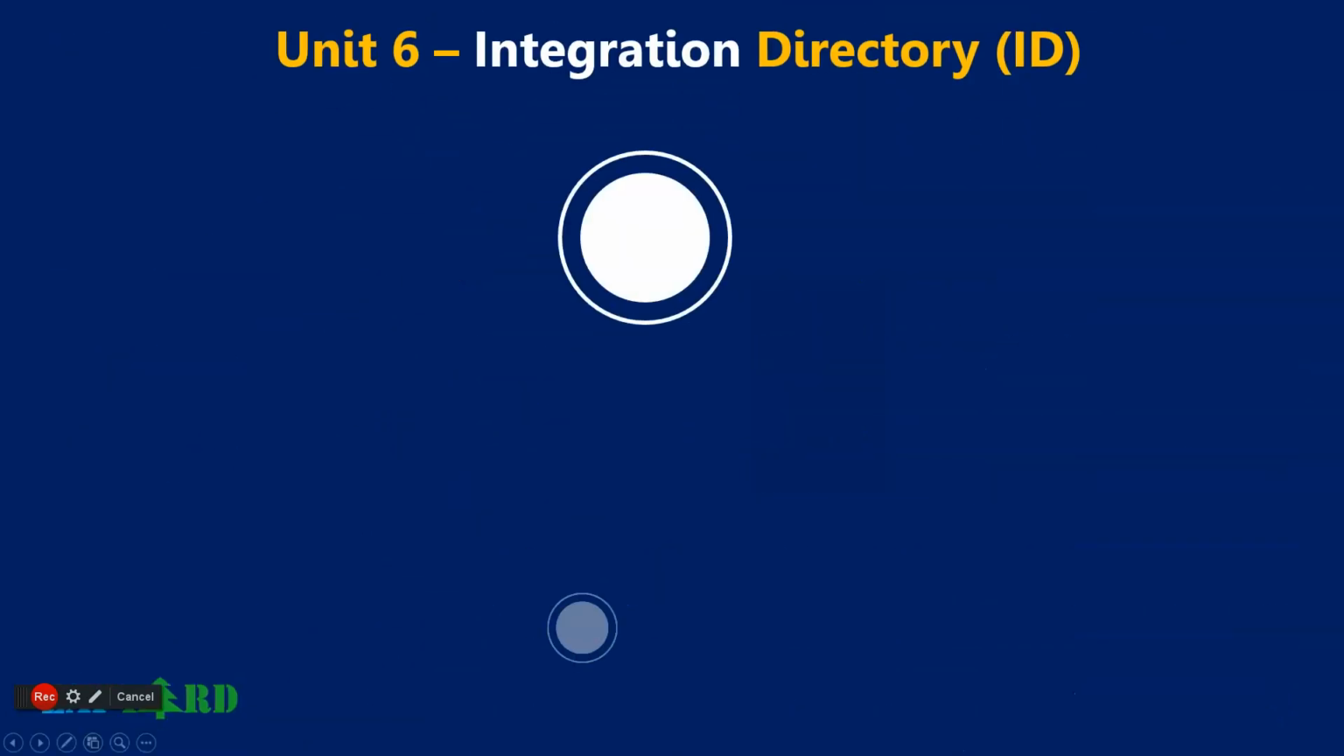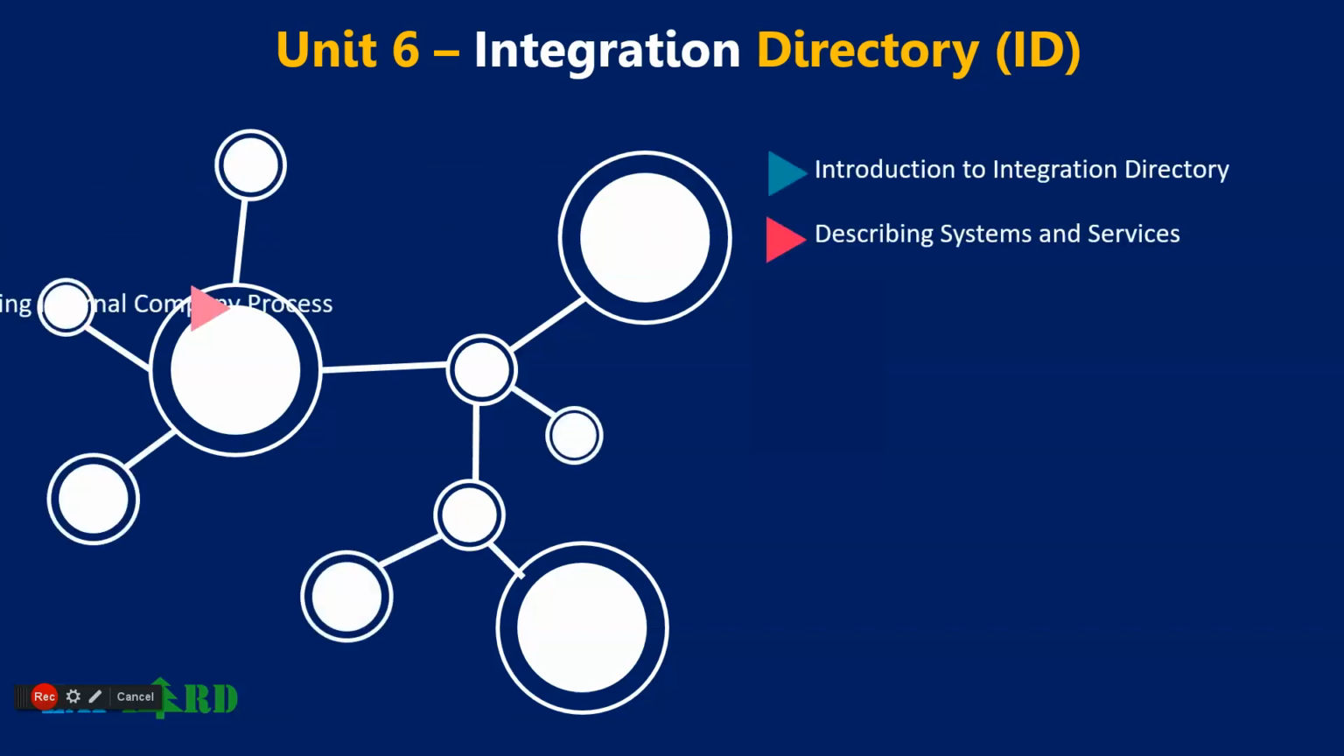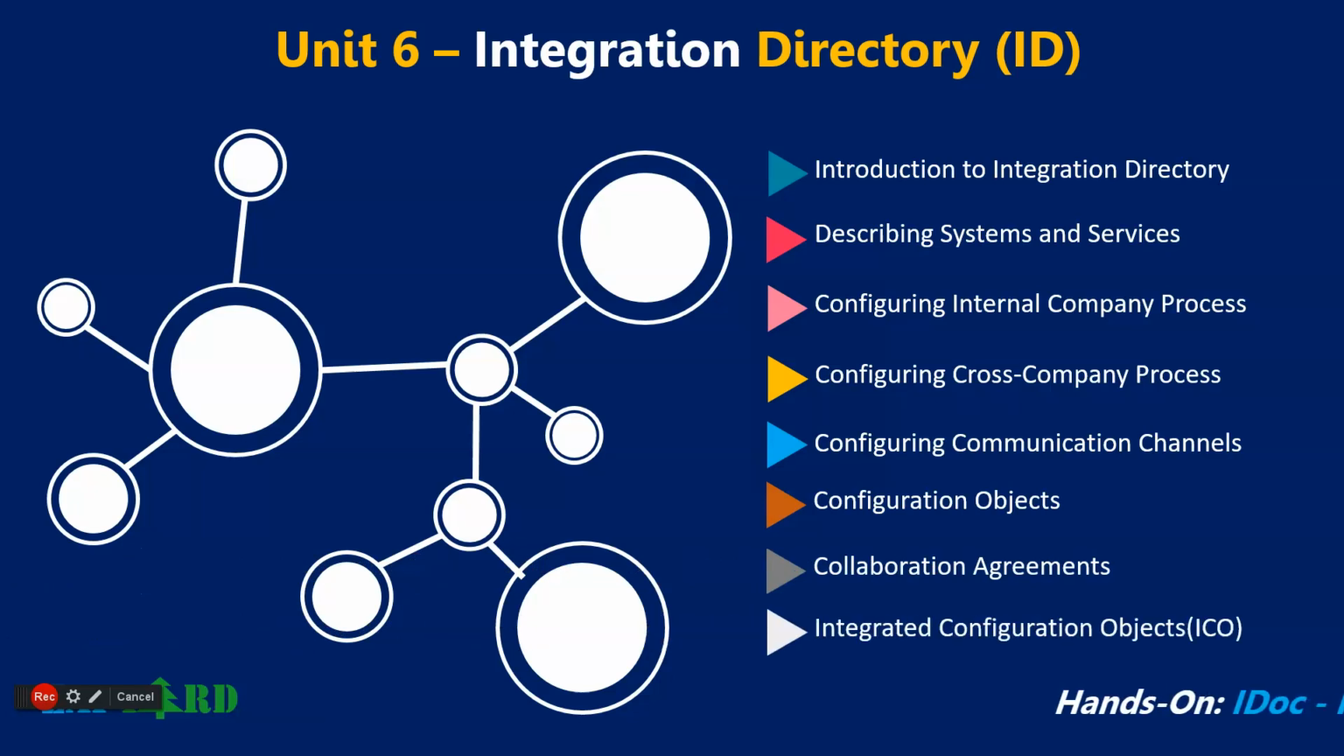Unit 6 will be dedicated to Integration Directory or more popularly called as ID among PI/PO consultants. The trainer will introduce the participants to Integration Directory. He will cover what system and services are. He will configure internal company process and cross-company processes. He will then go ahead and show how to configure communication channels and objects along with collaboration agreements and ICO, that is, Integrated Configuration Objects. In the hands-on part, we will do IDOC to file and file to IDOC scenario.